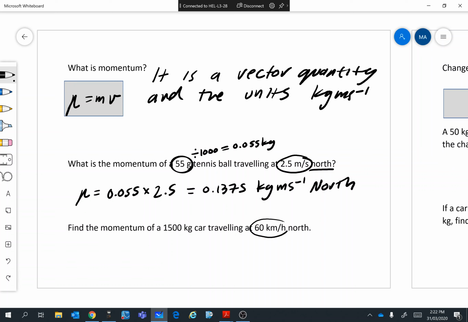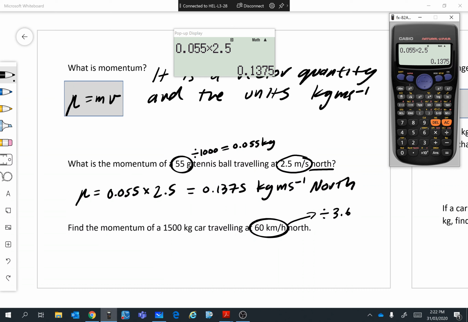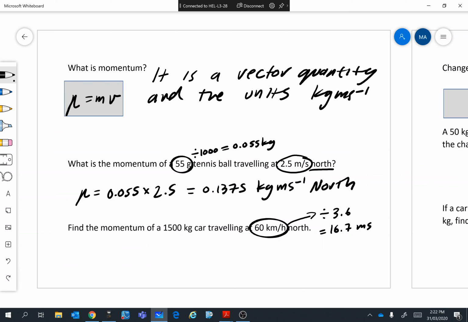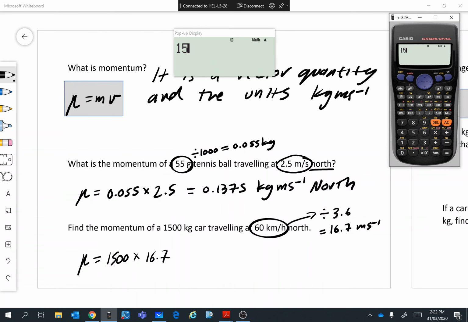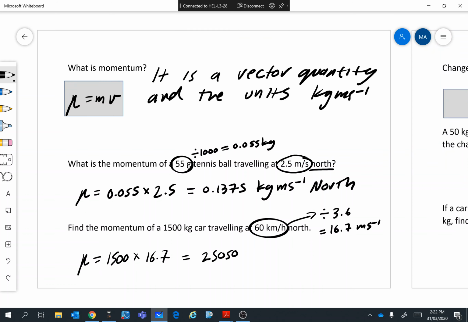Okay, with this one, we need to be careful here because the standard unit for speed is meters per second, so this needs to be divided by 3.6 to make it into meters per second. 60 divided by 3.6 gives 16.7 to three significant figures, meters per second. So now we can go ahead and calculate the momentum. Mass times the velocity. Which is 25,050 kilograms meters per second, and once again this direction is north.